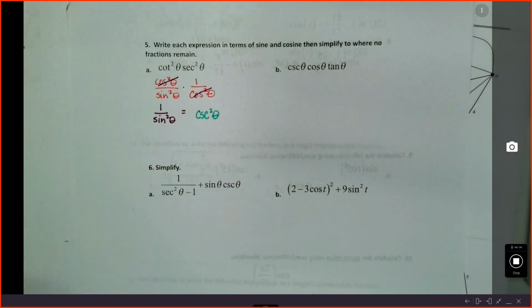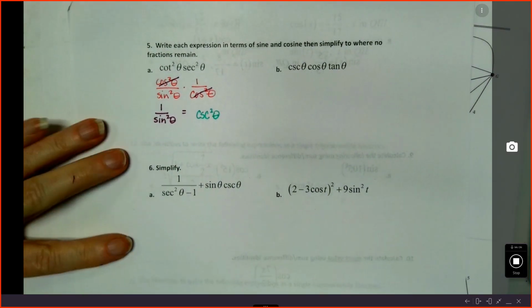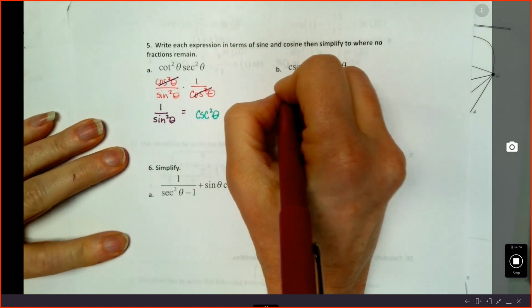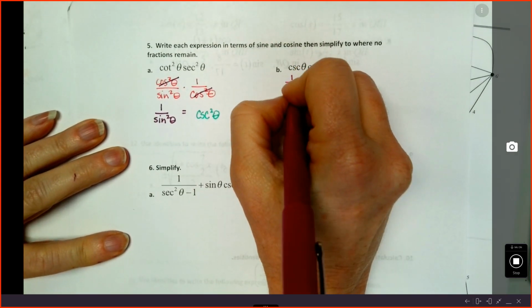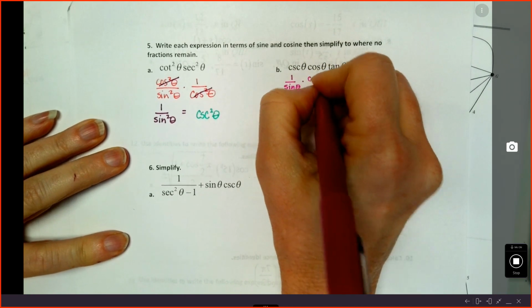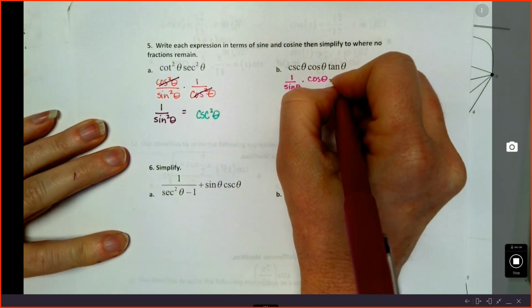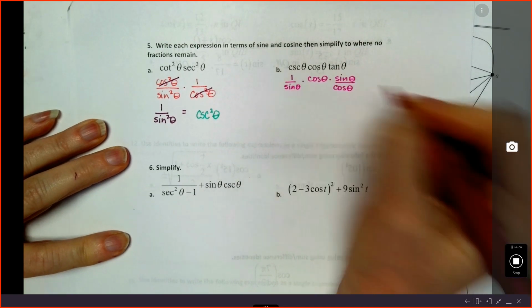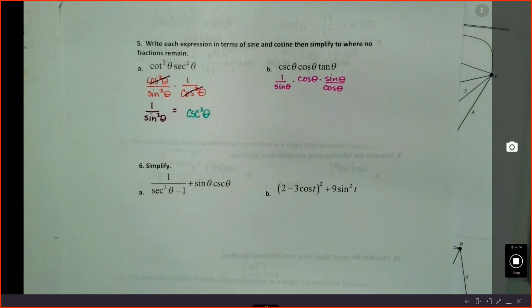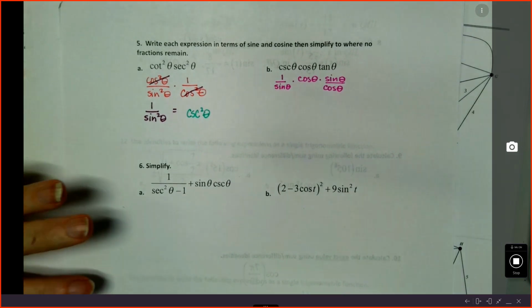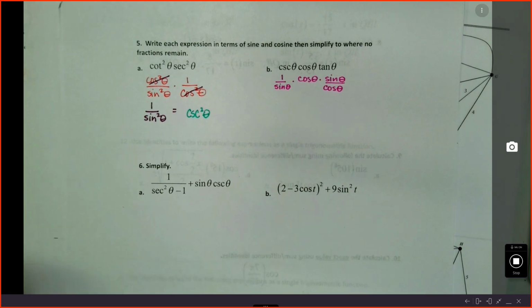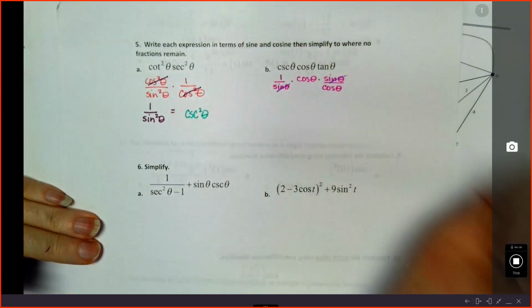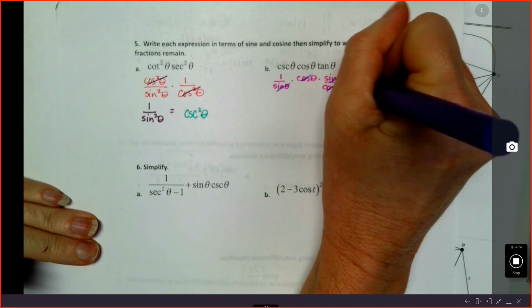So I'm going to rewrite cosecant. And then are you going to rewrite tangent too? Yes. And then I can just cancel anything, or one out, really, it's not canceling. That becomes 1, that becomes 1, so this is just 1.